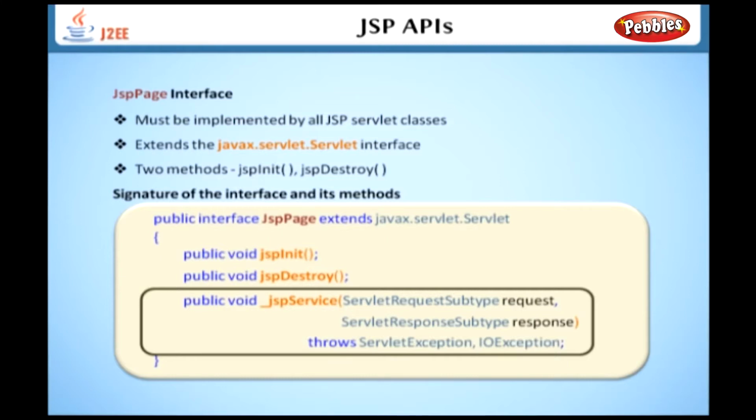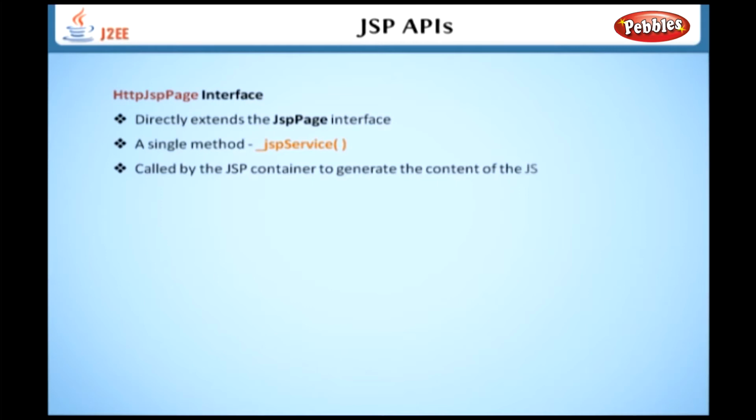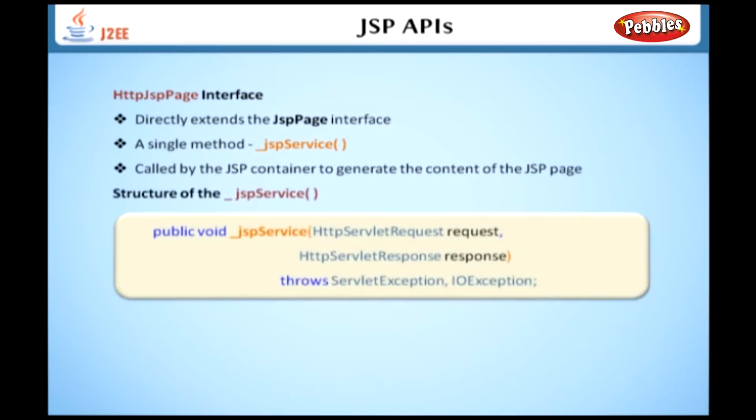The next interface is the HttpJspPage Interface. This interface directly extends the JspPage Interface. There is a single method in this interface, _jspService. This method is called by the JSP container to generate the content of the JSP page. The structure of the _jspService method will be like this. Since this is the container-generated method, we can't include this method in a JSP page.